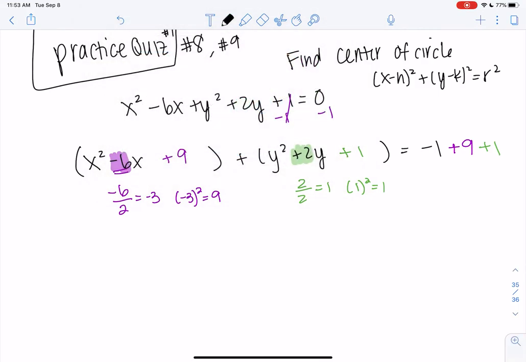And we now have, what we did is we created perfect squares. So x squared minus 6x plus 9 gives me (x minus 3) squared. 3 times 3 is 9, and then negative 3 plus negative 3 is negative 6. This term actually always matches b divided by 2.